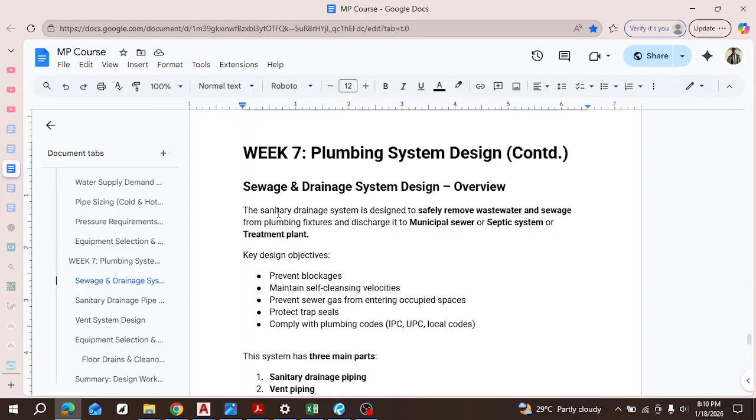today. So basically, the sanitary drainage system is designed to safely remove, emphasis on safely, because there are different ways to remove, wastewater and sewage from plumbing fixtures and discharge it to the municipal sewer, which is the city's large network of sanitary disposal, or the septic system. And it could also be a treatment plant.